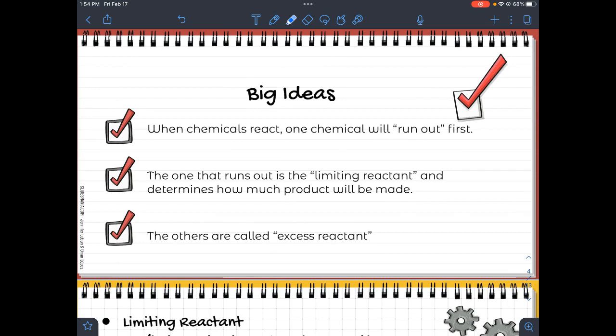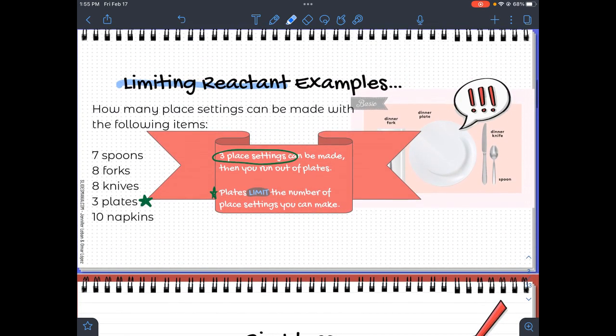So here are the big ideas. When chemicals react, one chemical will run out first, okay? You can also think of this like cooking. If you are cooking as many cupcakes as you can possibly make, eventually you're going to run out of one ingredient. The chemical that runs out is called the limiting reactant, and that will determine how much product can be made. So the plates were the limiting reactant, and they determined how many place settings we could create.